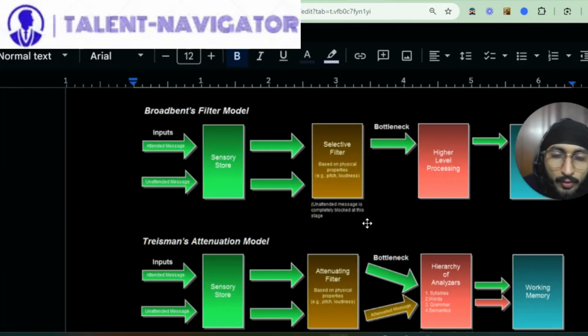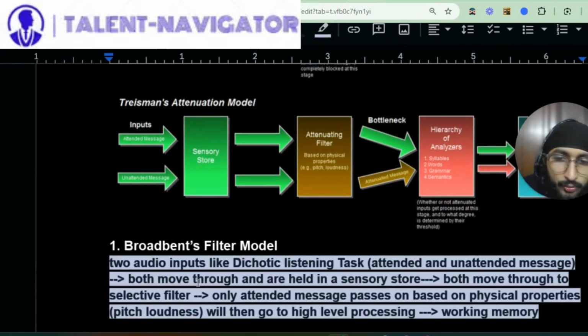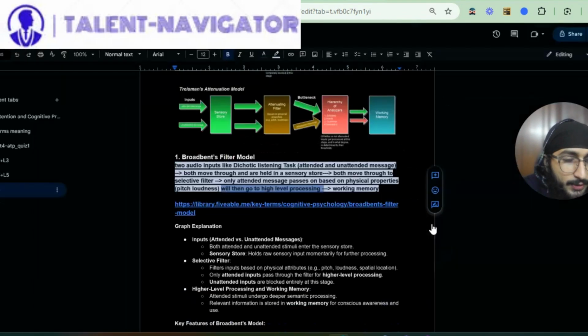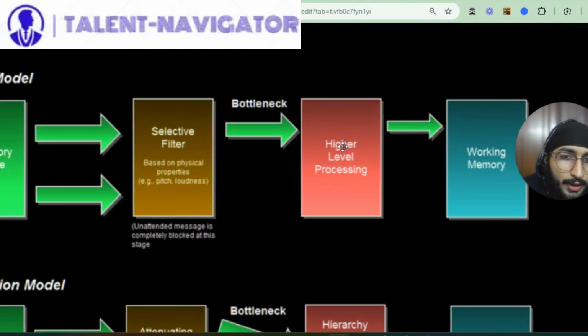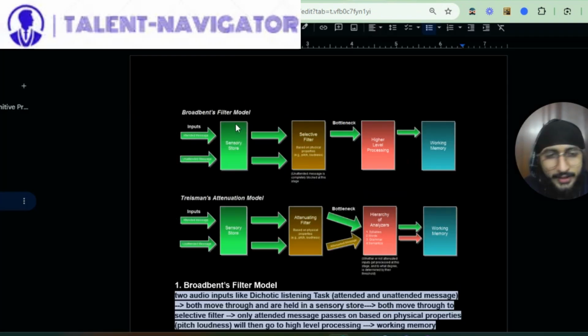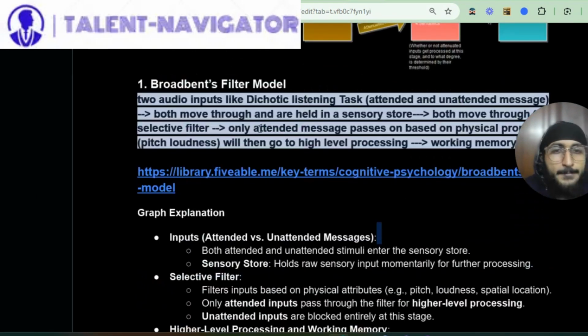So we move here. Only the attended message passes on based on physical properties, pitch, loudness, etc. And it then goes to high level processing, which is the working memory. So as you can see, bottleneck here, high level processing, and finally the working memory. So this is basically the Broadbent filter model briefly.